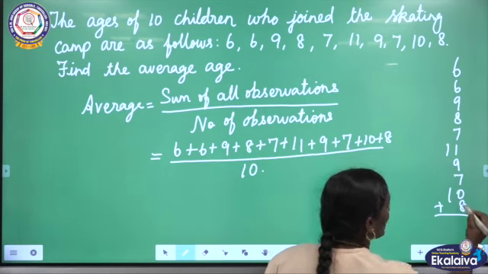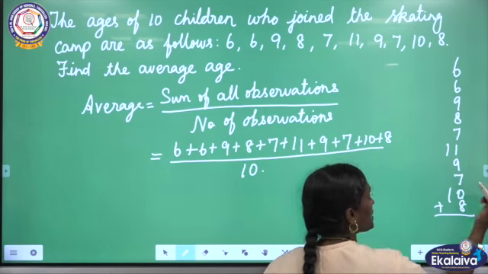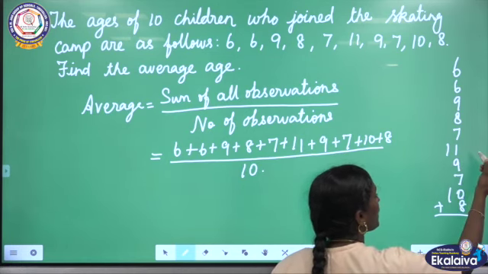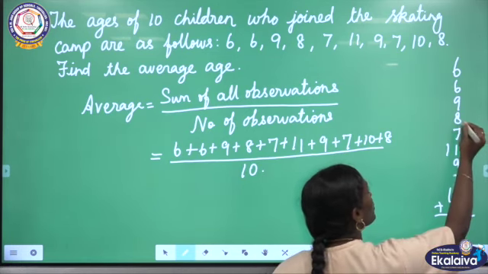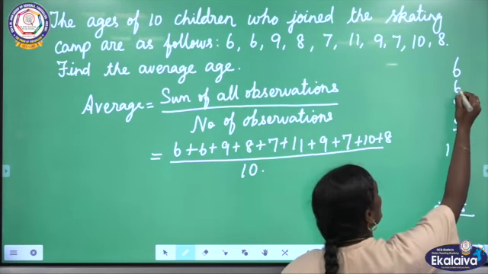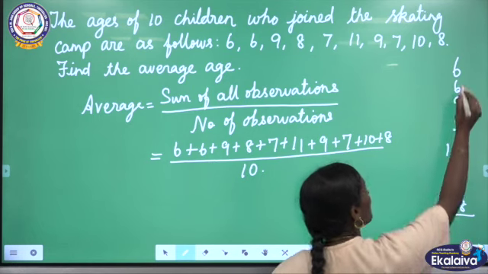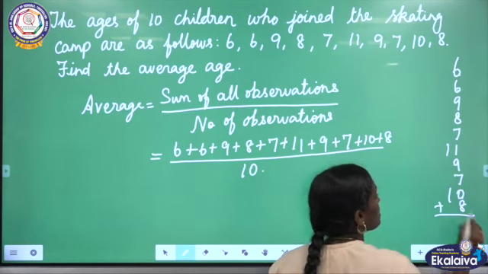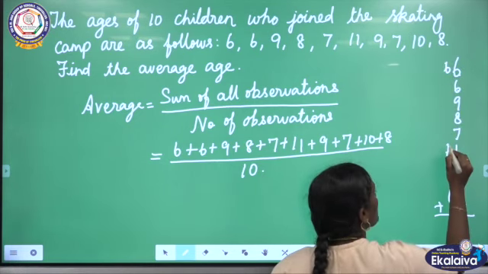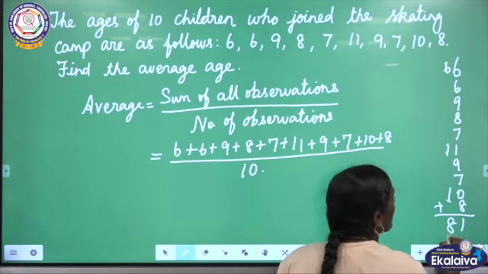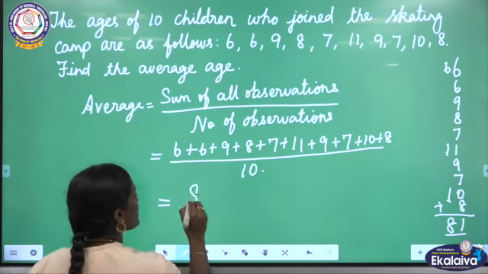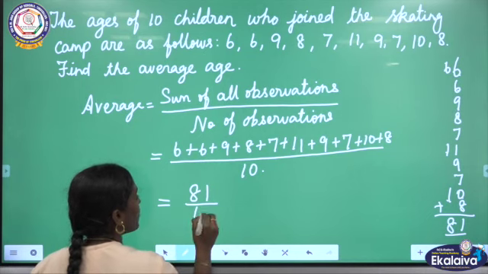Here 8 plus 0, 8. 8 plus 7, 15. 15 plus 9, 24. 24 plus 1, 25. 25 plus 7, 32. 32 plus 8, 40. 40 plus 9, 49. 49 plus 5, 55. 55 plus 6, 61. 1 here, 6 carry over. Here 6 plus 1, 7. 7 plus 1, 8. Here we got 81. So, sum of all observations is 81 divided by 10.